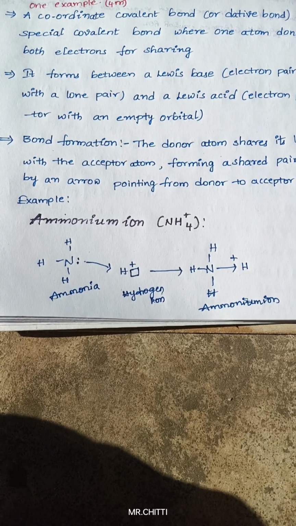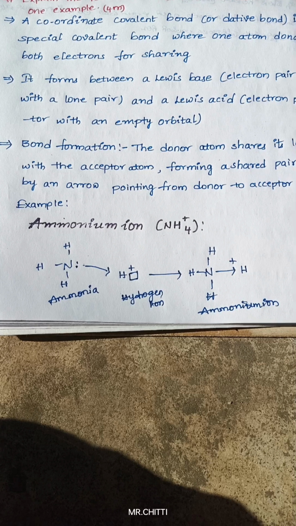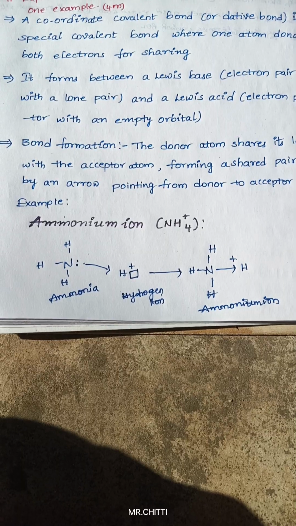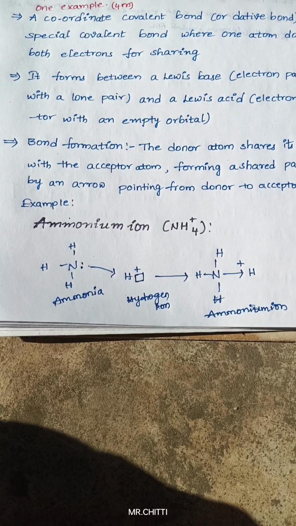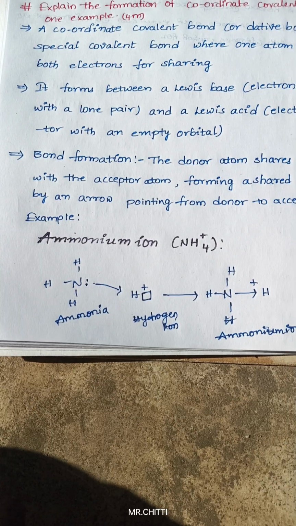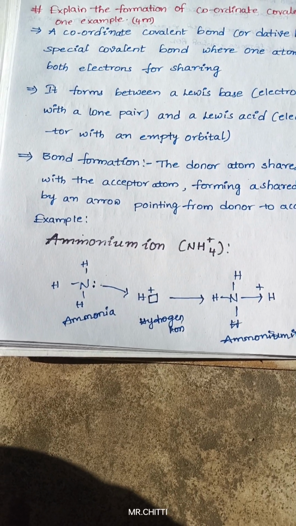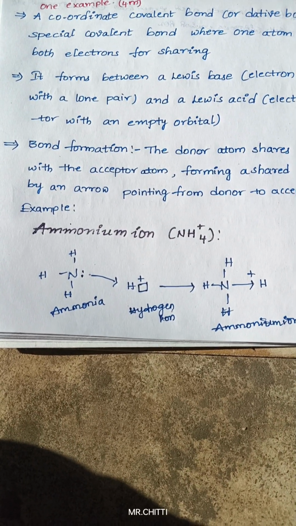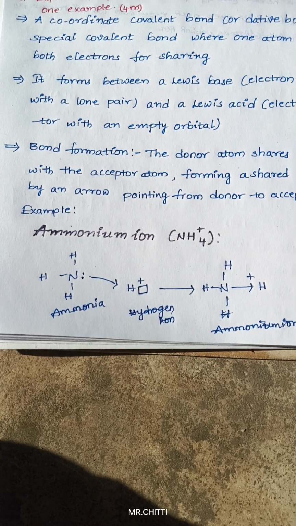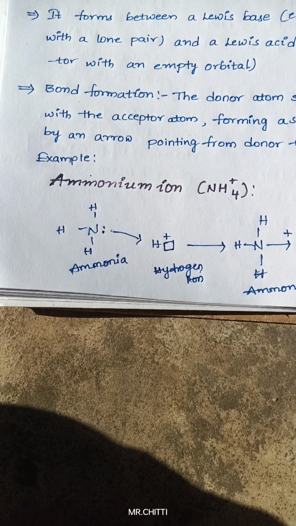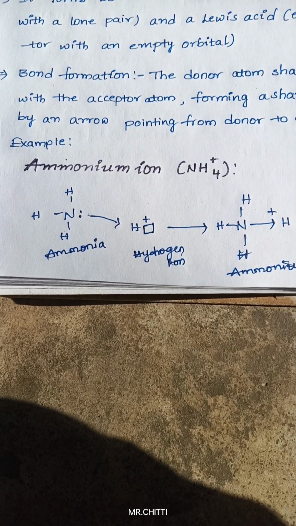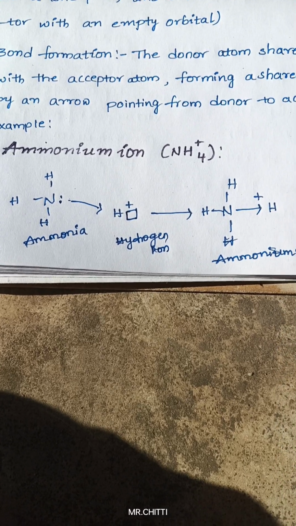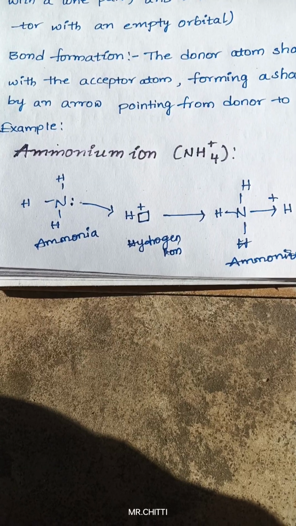What is a Lewis acid and a Lewis base? A Lewis base means an electron pair donor with a lone pair, and a Lewis acid means an electron pair acceptor with an empty orbital. The Lewis base has electron pairs to donate, and it has a lone pair of electrons. The Lewis acid can accept the electron pairs and has an empty orbital. In bond formation, the donor atom shares its lone pair of electrons with an acceptor atom, forming a shared pair, represented by an arrow pointing from donor to acceptor.